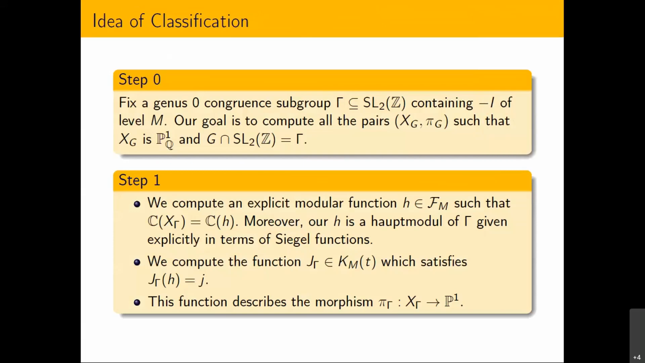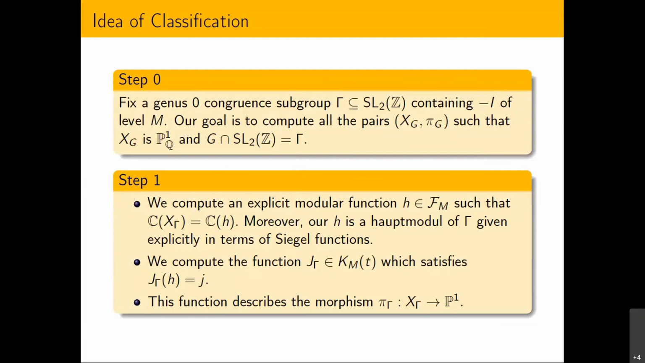So let me describe how we actually classify these things. I fix a genus 0 congruence subgroup containing negative identity. Let's say it has level m. The goal is to compute all the pairs (X_G, π_G) such that X_G has a rational point, which means it's P1 of Q, and G comes from Γ. That is, G intersection SL2(Z) is Γ.